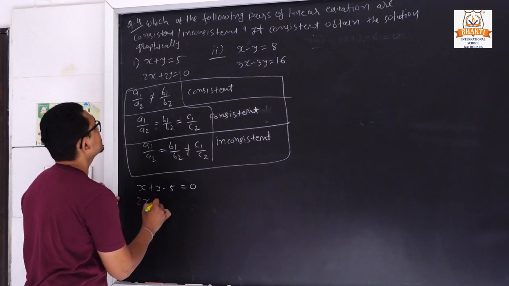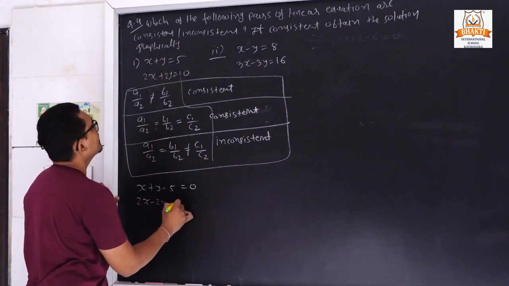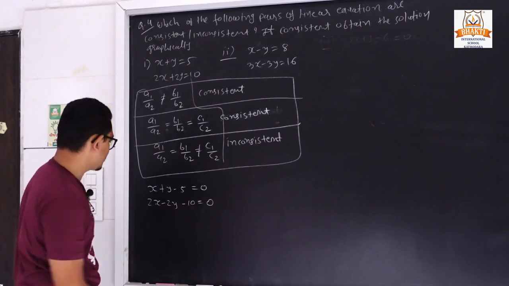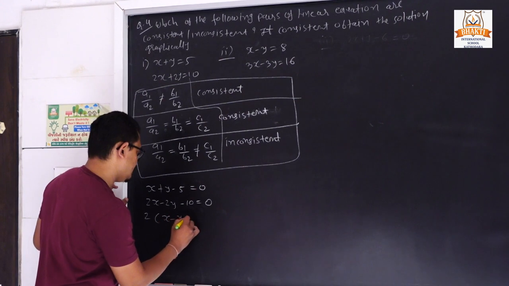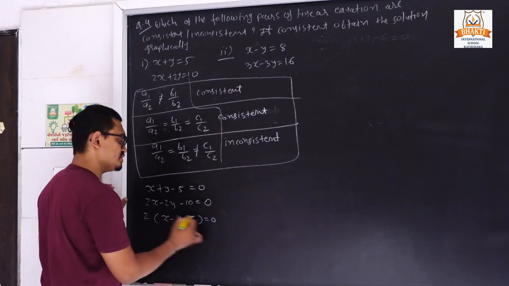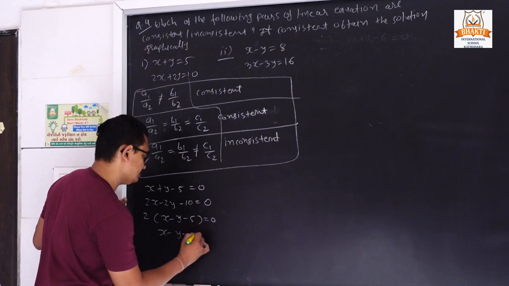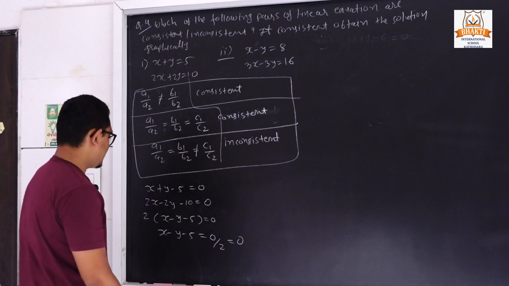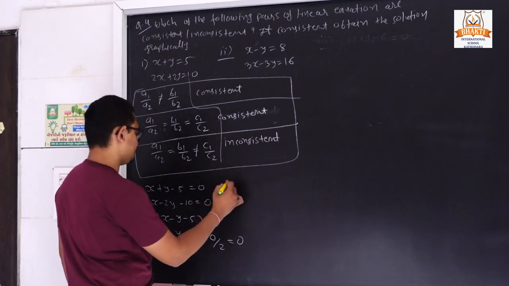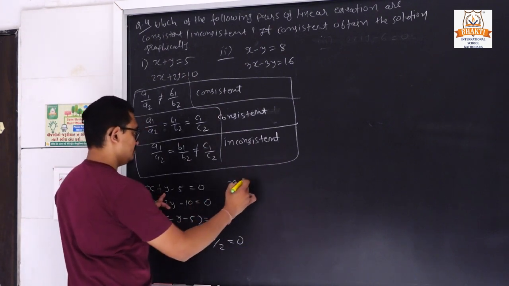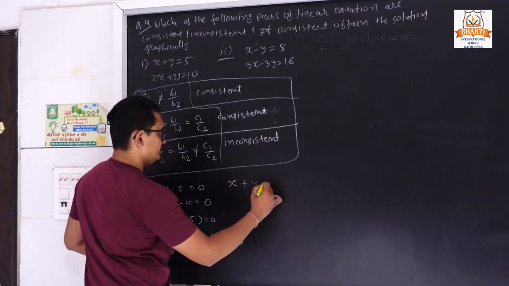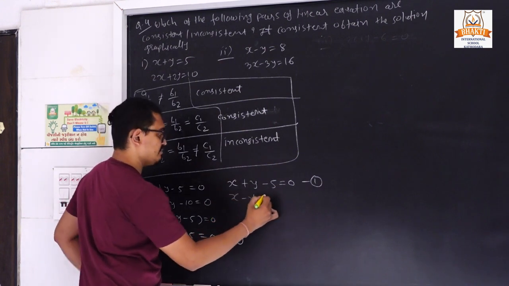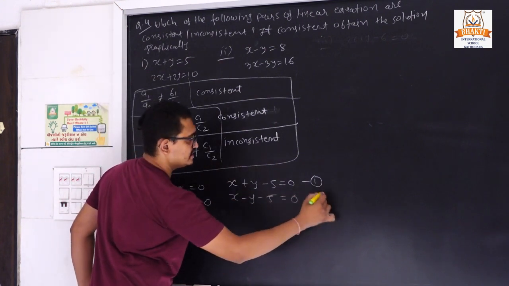Then 2x minus 2y minus 10 is equal to 0. So here we can take 2 as common. So 2 in bracket x minus y minus 5 is equal to 0, and this 2 is going to the second side. So 0 upon 2, once again 0. So what is our equation right now? First equation, x plus y minus 5 is equal to 0, and second equation x minus y minus 5 is equal to 0. It is the second equation.